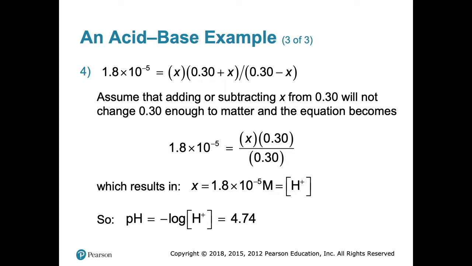And that means x, the Ka, is the hydronium ion concentration now. Then to get the pH, all you have to do is take the negative log of the hydronium ion concentration, or the proton concentration, and you get about 4.74 as the pH. Okay, so in this particular example, right?